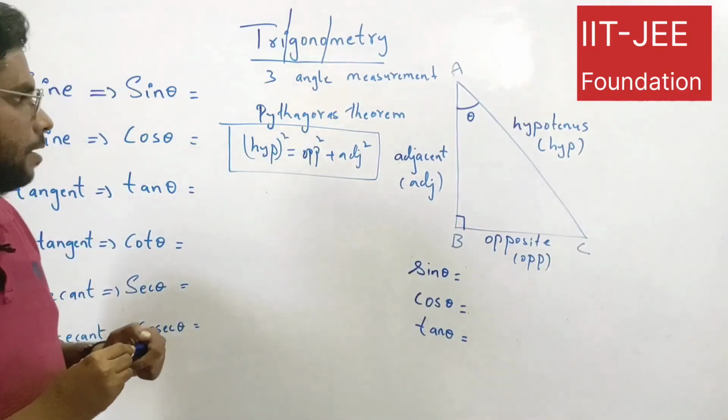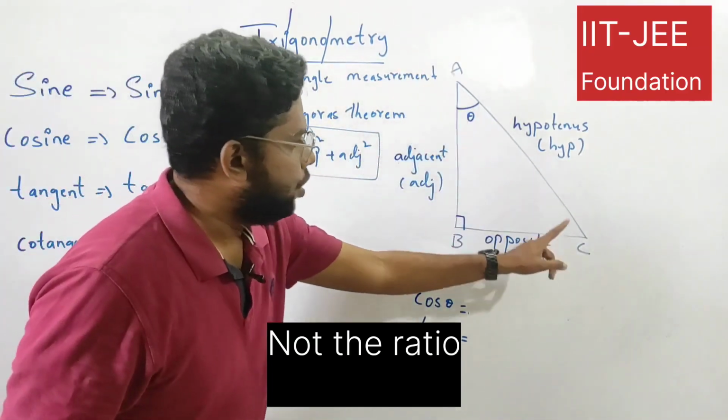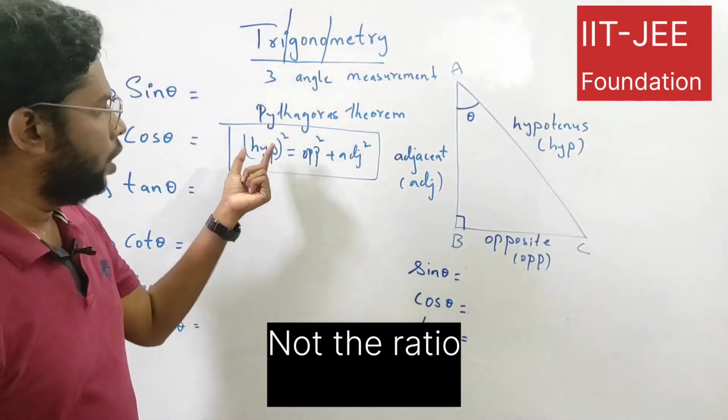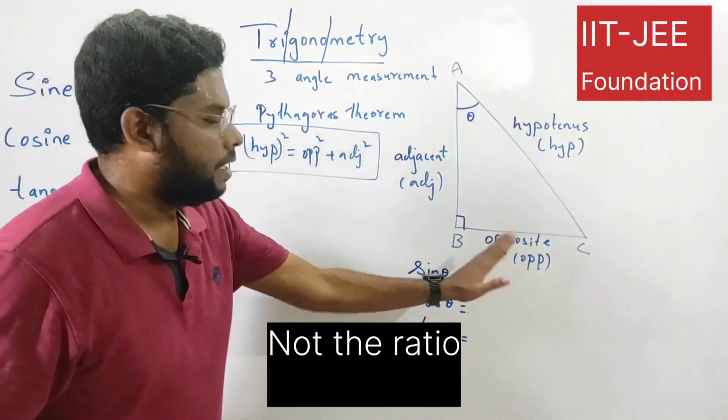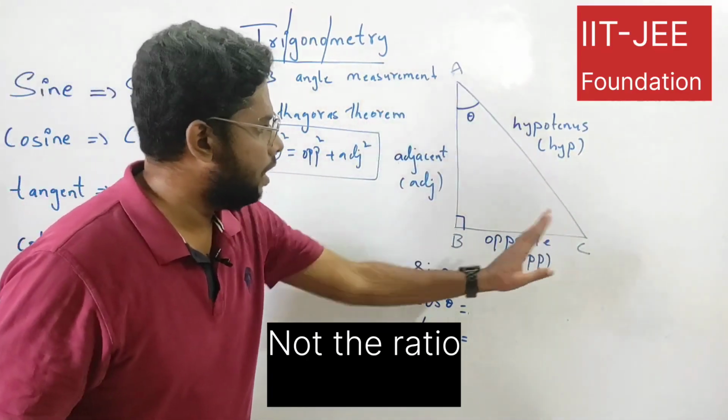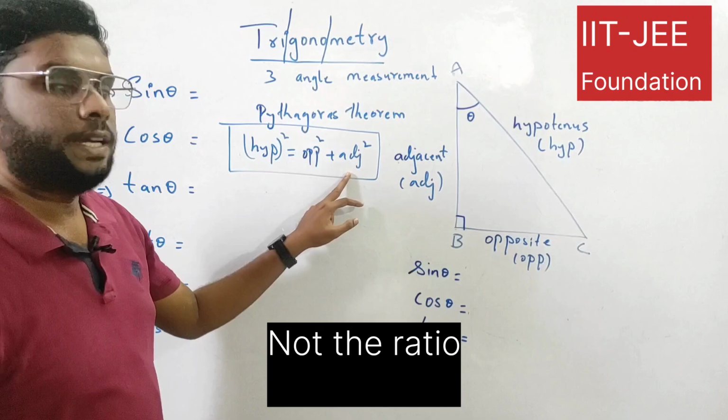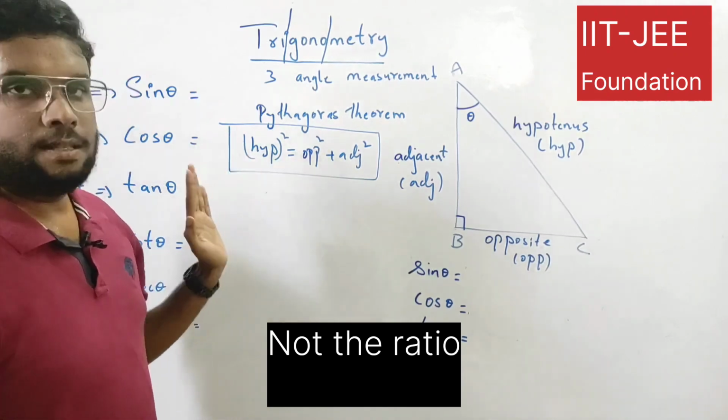So what does the Pythagoras theorem state? I mean, the hypotenuse square is equal to the sum of the other two sides' squares. So this is the Pythagoras theorem.